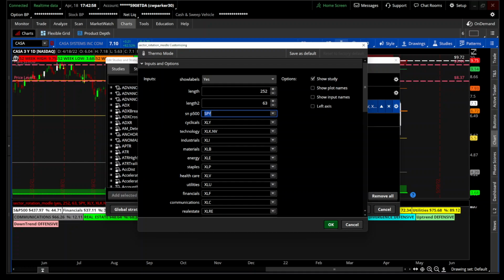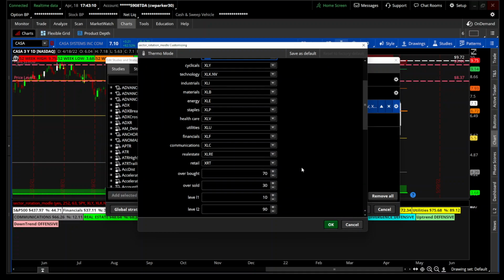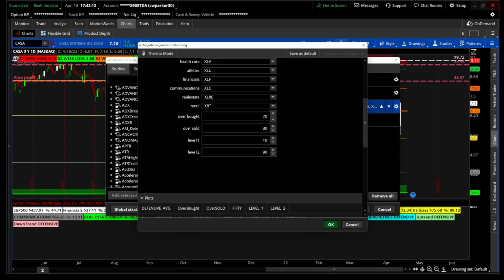You can change energy. You can change technology to QQQ. Right now it's XLK, but you can come through and change everything on here. And real estate, you can change the overbought. I just left those in there for the RSI because the original thought was RSI.